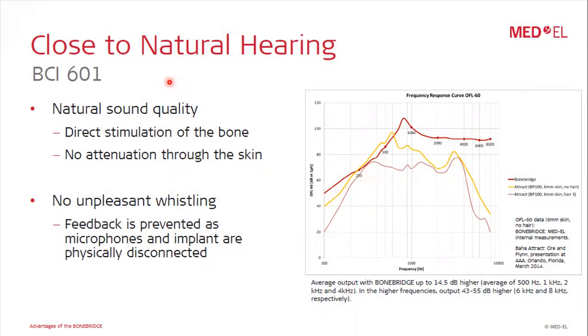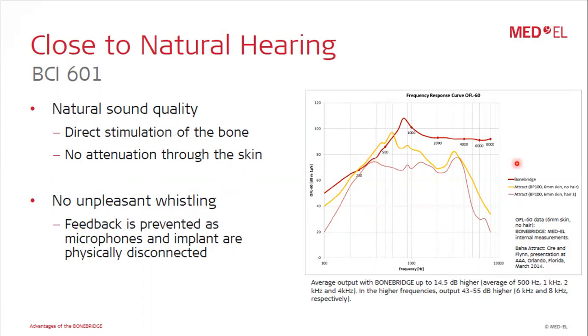So the BONEBRIDGE provides the most natural hearing experience, and this result was from our first version, which is PCI 601. So it provides natural sound quality because the implant stimulates the bone directly with no attenuation from the skin. And also we don't have this unpleasant whistling. Simply, there is no feedback because the microphone and the implant are physically disconnected. They are not connected to each other. The implant is under the skin and the microphone is outside of the skin, and there is a magnetic attraction between both of them. So there is no feedback, and the patient will not suffer from this unpleasant whistling.